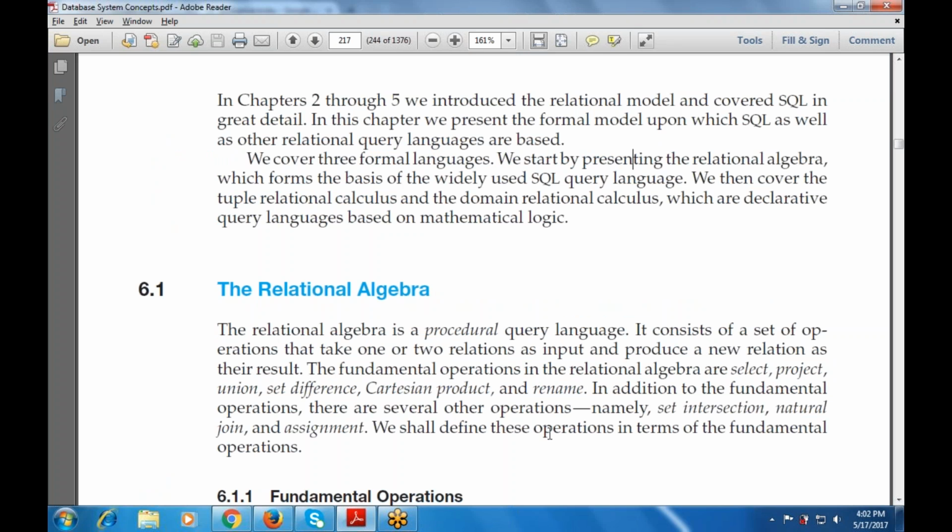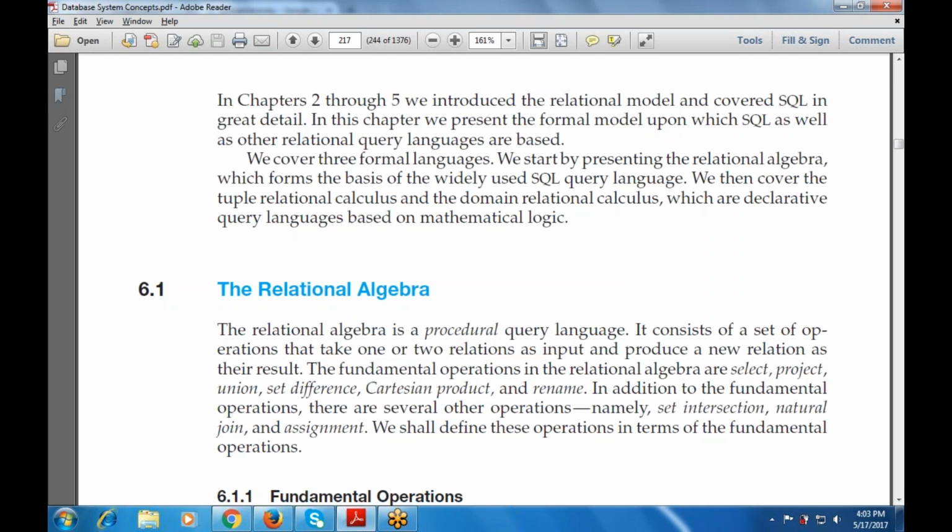This is a procedural query language, consisting of a set of operations that takes one or two relations as input and produces a new relation as output. That means it takes one or two relations, one or two tables, as input and produces a new relation as its output. Output means the outcome.